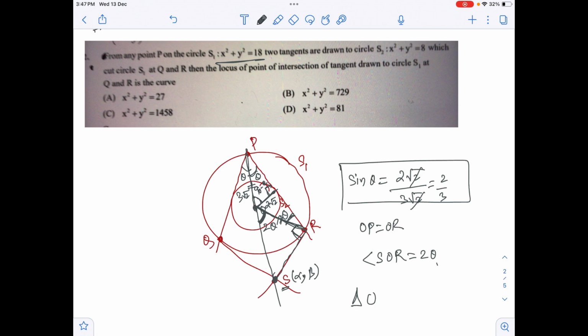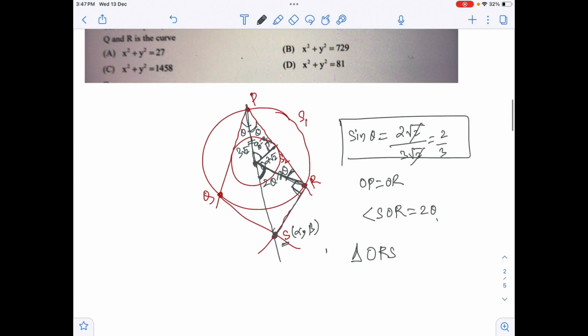So now consider triangle ORS. In triangle ORS, the angle 2 theta is already known. The radius is known, that's capital R, which is 3 root 2. So how to find this distance OS? Why are we interested in distance OS? Because O is a fixed point. If I calculate RS, R is not fixed, neither is S fixed. So it's better to calculate distance from at least the points which I have as fixed landmarks.